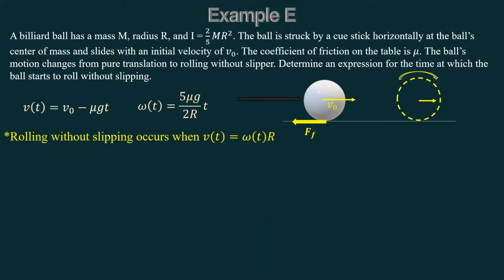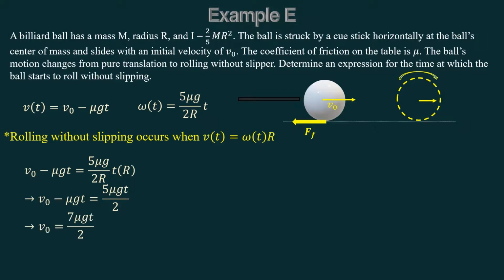Rolling without slipping is going to occur when v of t equals omega of t times r. So at time t equals 0, that condition is not met, obviously. So we'll go ahead and set this equation equal to this equation times r. That's what we have there. Obviously, r cancels out for the omega equation. Now we have that, we can just solve it. So I'll go ahead and add this thing to both sides, and then go ahead and solve for t. And that's the answer. So that's the time it takes from when it's first struck and has linear motion until it starts to roll without slipping.